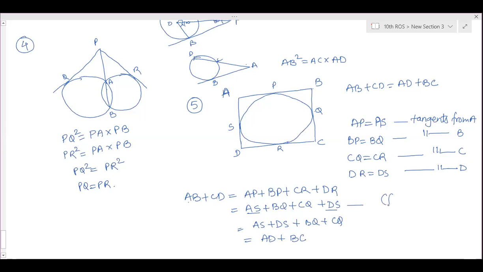Clear? Yes, ma'am. Consider this as 1. That's it, write down on the side. After this, the 10th one.